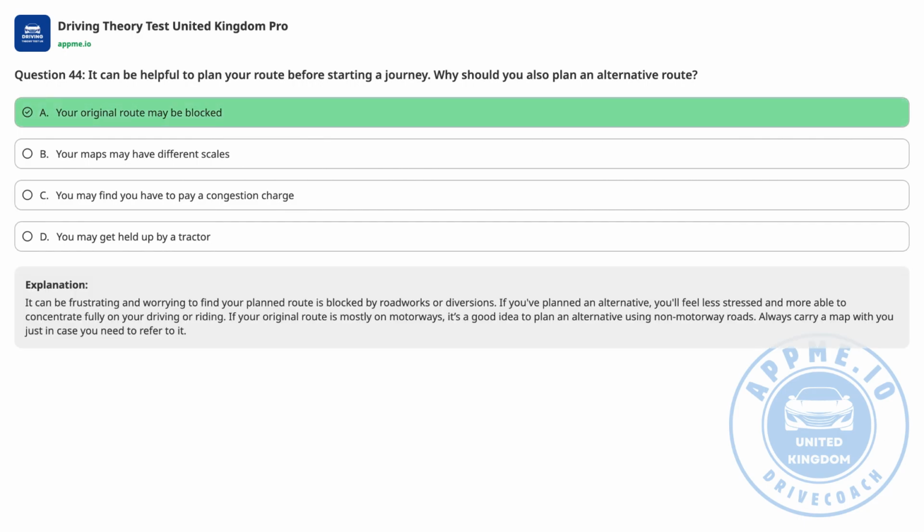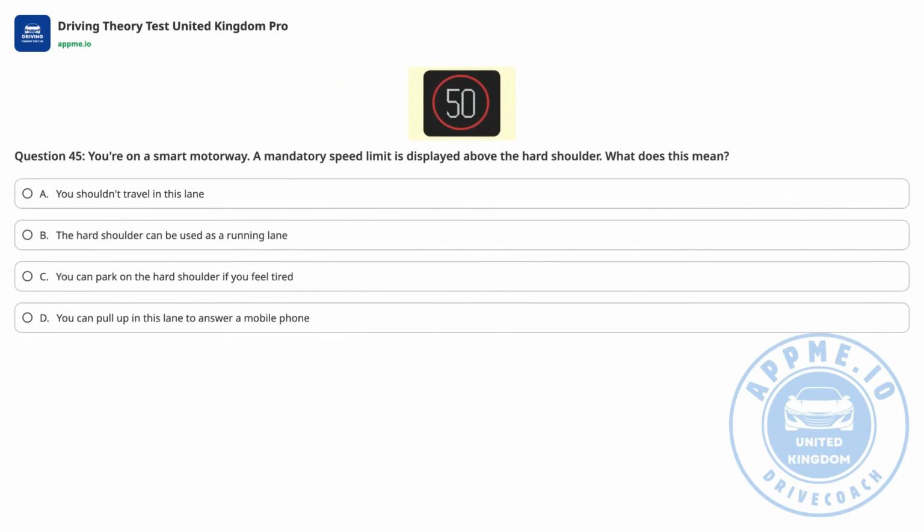The correct answer is A. Question 45. You're on a smart motorway. A mandatory speed limit is displayed above the hard shoulder. What does this mean? A. You shouldn't travel in this lane. B. The hard shoulder can be used as a running lane. C. You can park on the hard shoulder if you feel tired. D. You can pull up in this lane to answer a mobile phone.